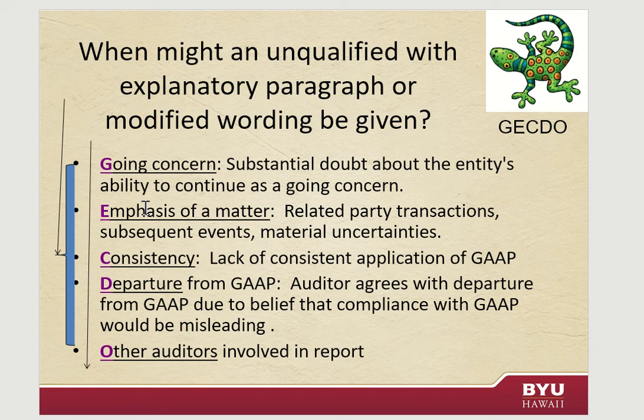The auditor agrees with the departure from GAAP due to a belief that compliance with GAAP would be misleading. Say they use cash accounting and GAAP says we should be using accrual accounting. If the auditor believes it's more transparent to use cash accounting for this specific business, say agriculture or mining, if they have their own specific way of doing it, it might be a better or more transparent audit if they use that. So the company departs from GAAP and the auditor agrees with that departure. Or other auditors: we can't audit the whole company, so a subsidiary could be audited by a specific auditor, but we won't get too into the details of that one.